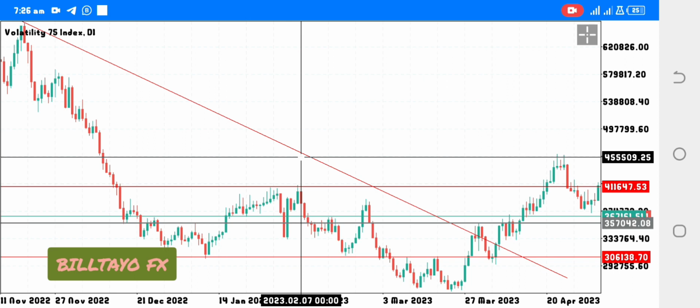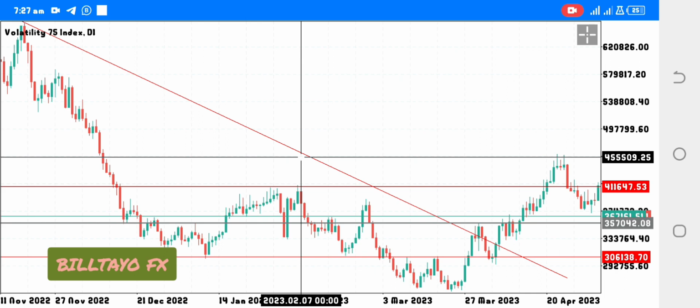So this is how I do my daily FTC. What I do in daily FTC is to predict the bias for the month. Whatever will happen for the month, I know from my daily FTC. So the weekly and the monthly FTC is the bias for the year, while the daily FTC is the bias for the month. So that's how it goes.